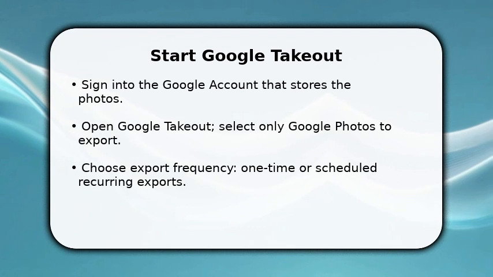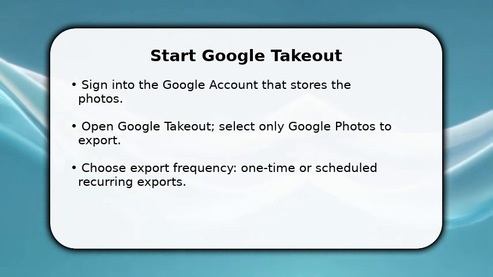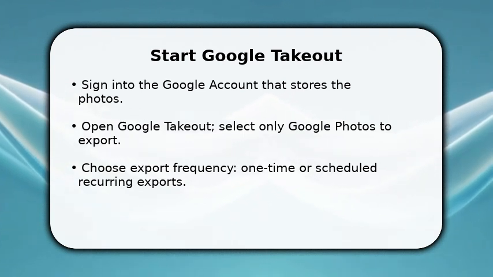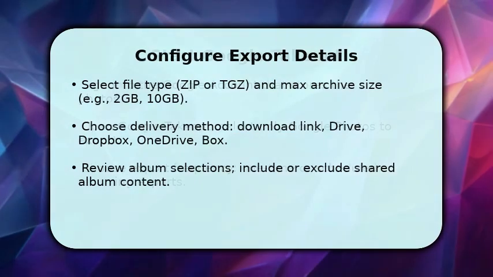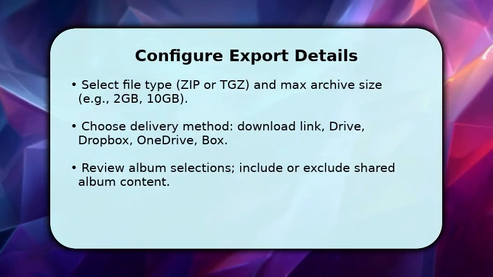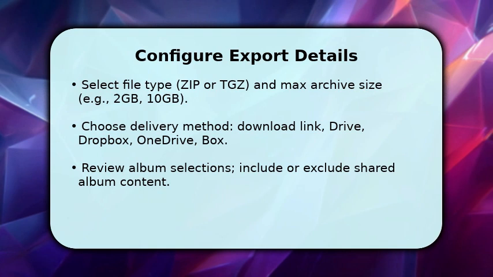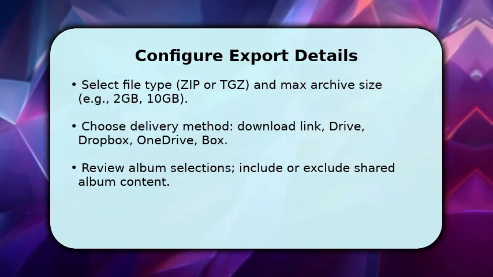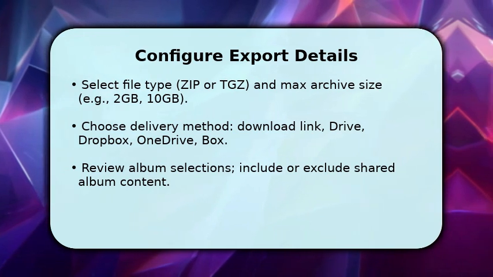Make sure to check which albums are selected and that you have enough local storage for the expected file size before moving on to archive options. Now configure the export details. Choose ZIP for broad compatibility or TGZ if you prefer Unix tools. Set the max archive size, files larger than that split automatically.